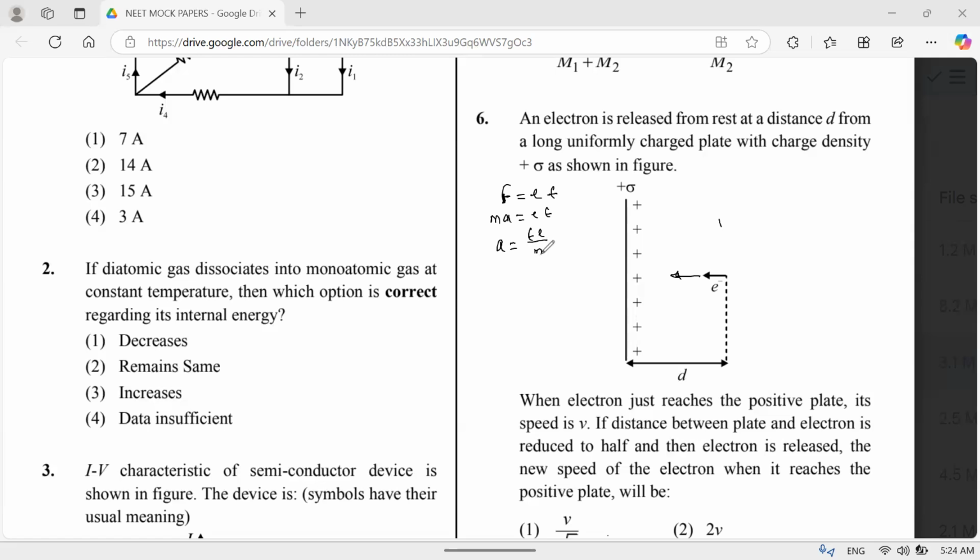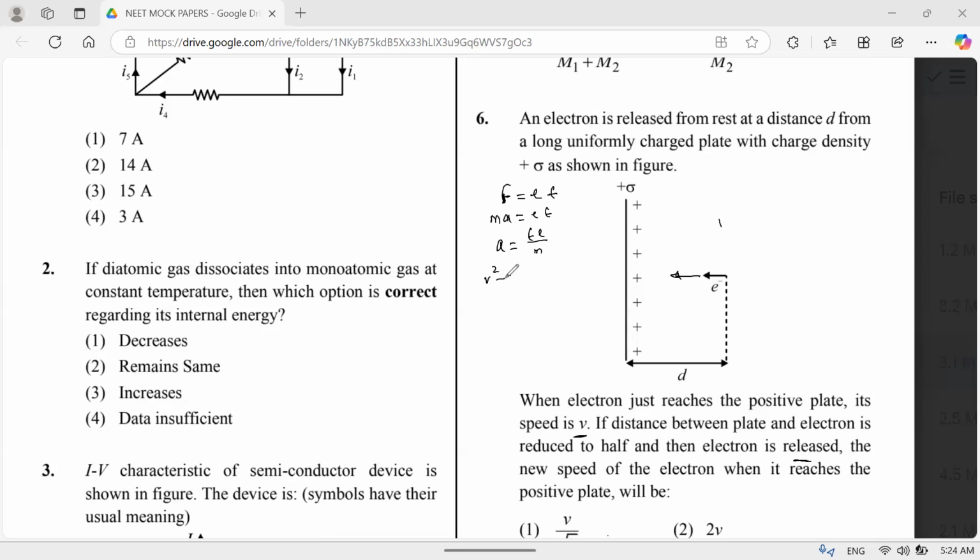What the problem is telling is: an electron is released from rest at distance d from a long uniform charge plate with charge density plus sigma. When the electron just reaches the positive plate, its speed is v. If the distance between the plate and the electron is reduced to half, then the electron is released. The new speed of the electron when it reaches the positive plate will be equal to how much? First, let us try to calculate the speed.